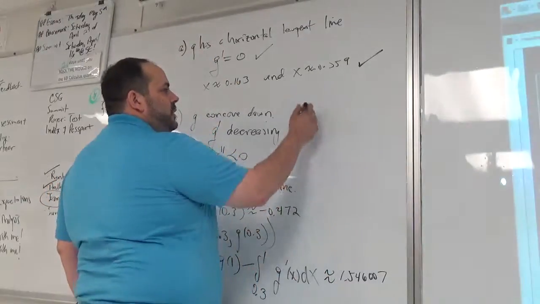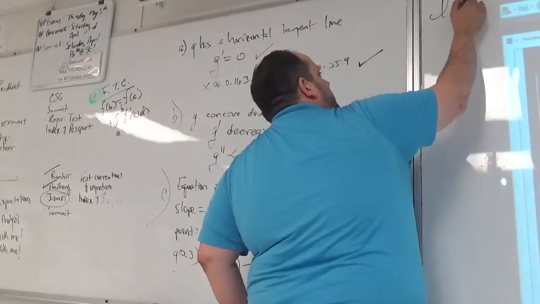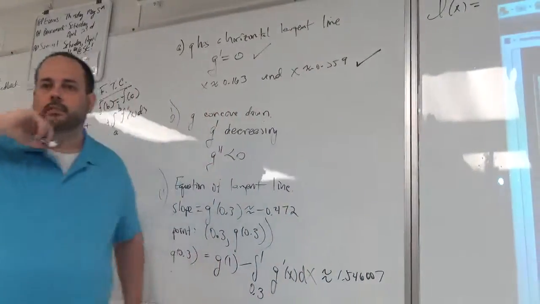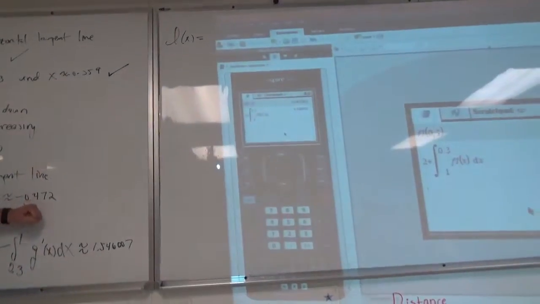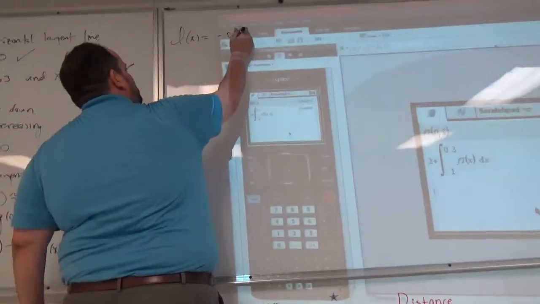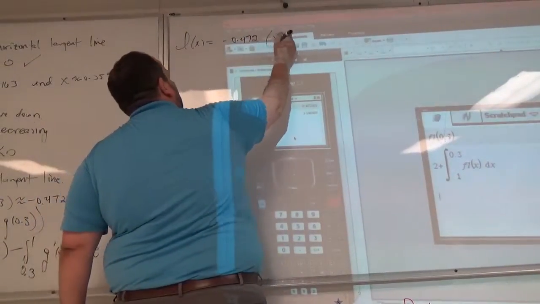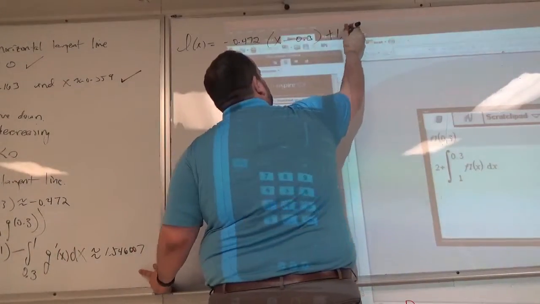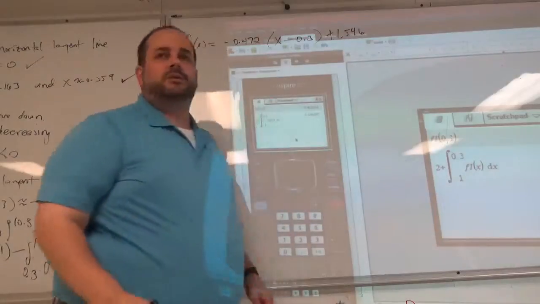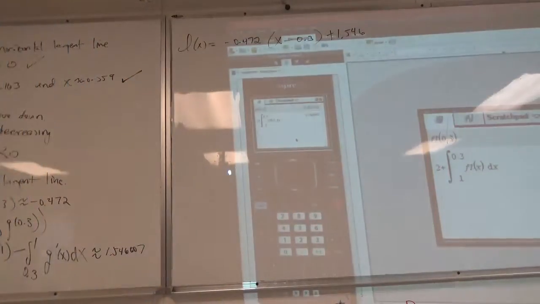Okay, final answer, equation of the tangent line. What's that going to be? L of x is slope. I need this negative 0.472 times x minus 0.3 plus 1.546. Done. The only thing we didn't get a chance to get to was this final part D.